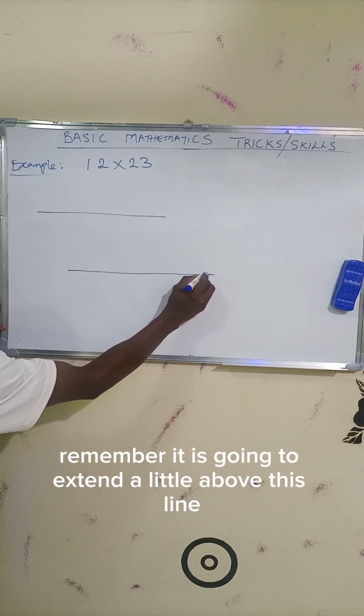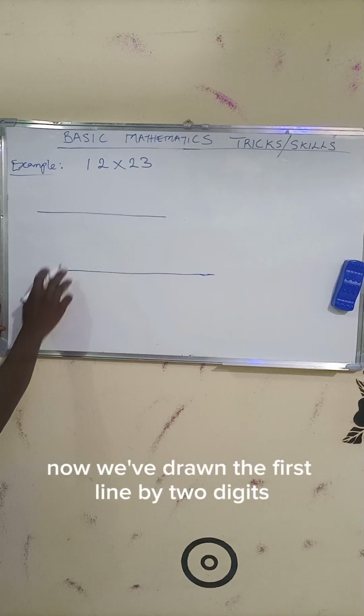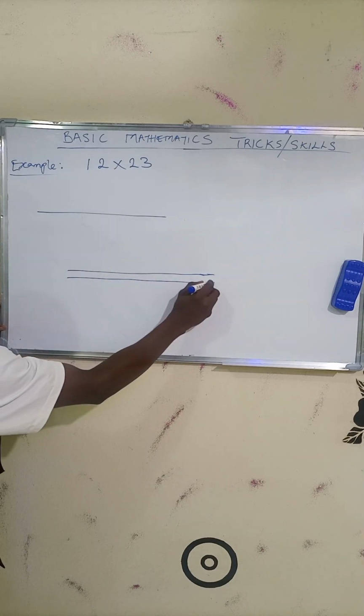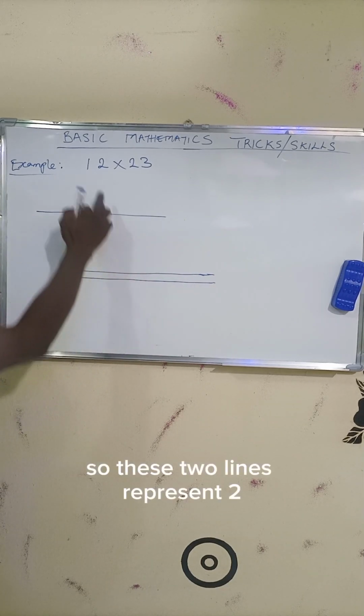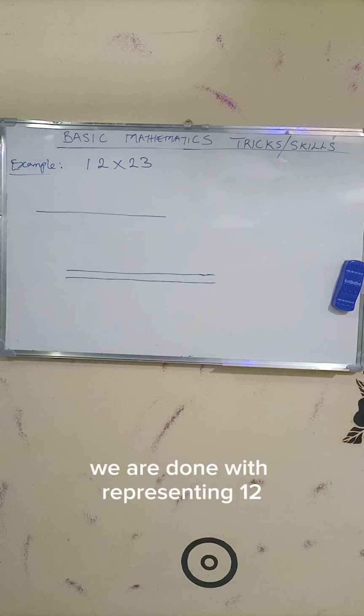Remember, it is going to extend a little above this line. Now, we've drawn the first line, but it's 2 digits, so we're going to also draw another one. So these 2 lines represent 2. This first line represents 1. We are done with representing 12.